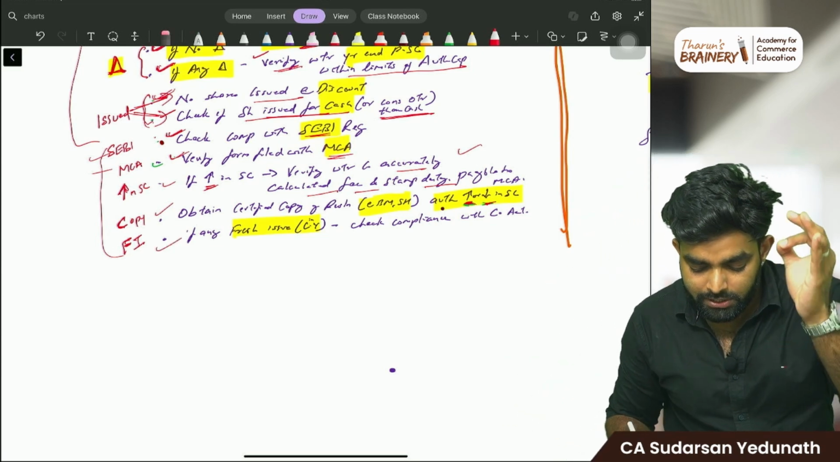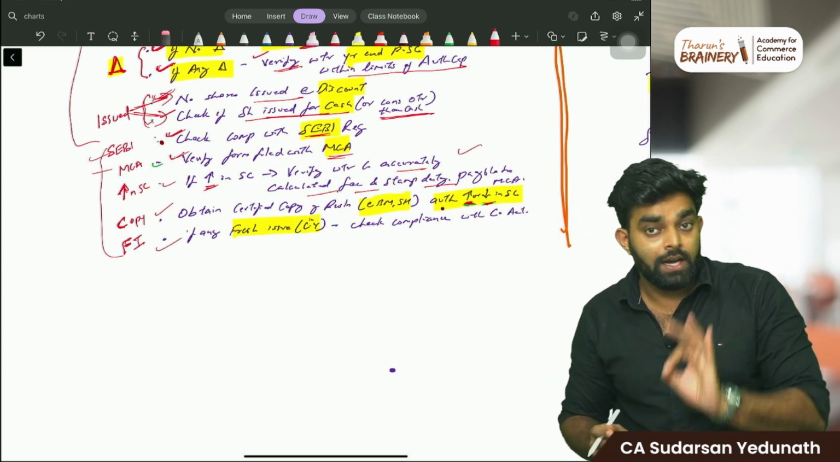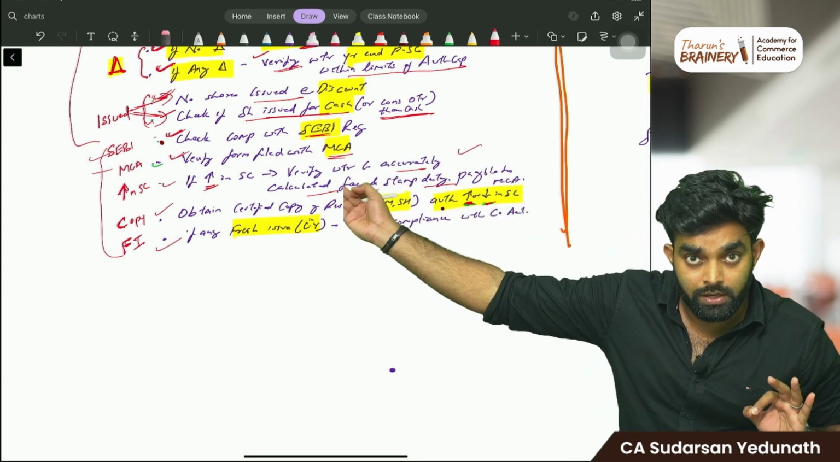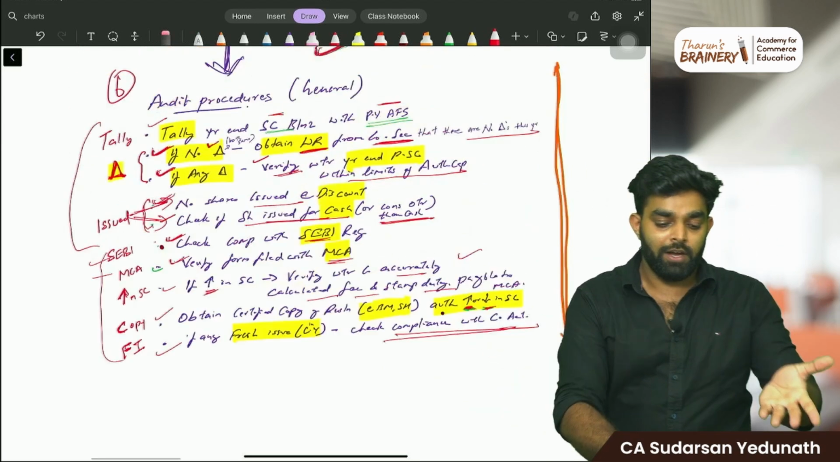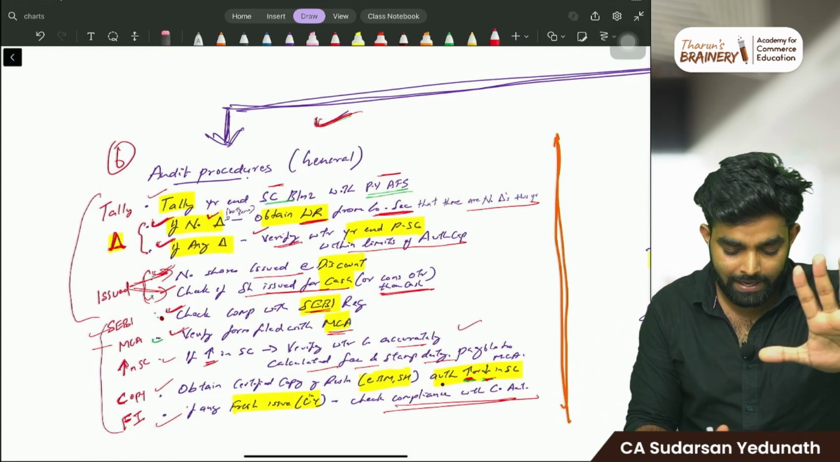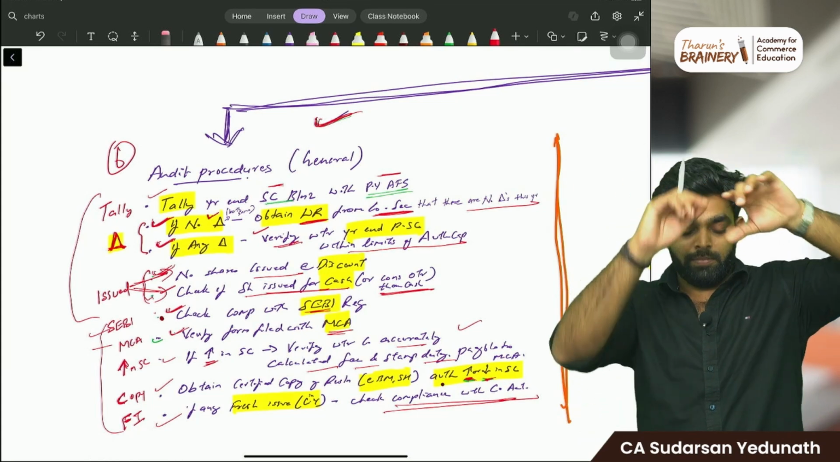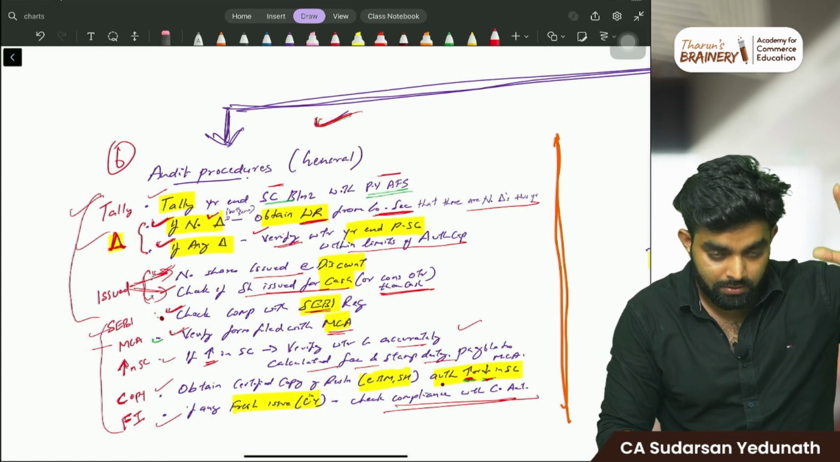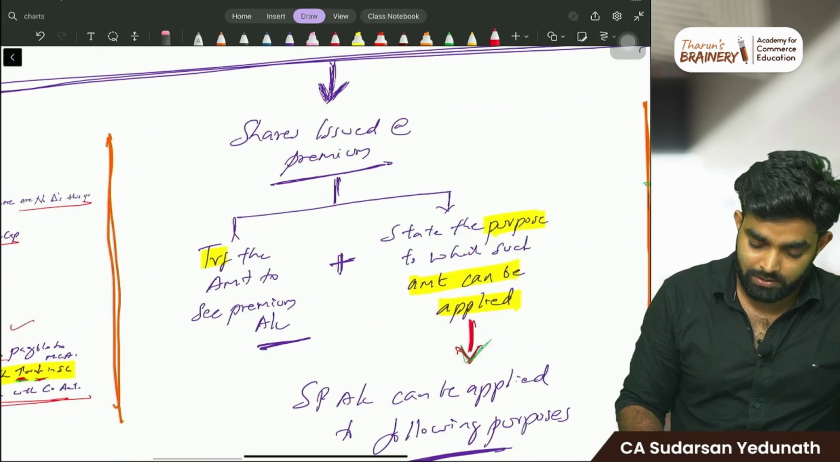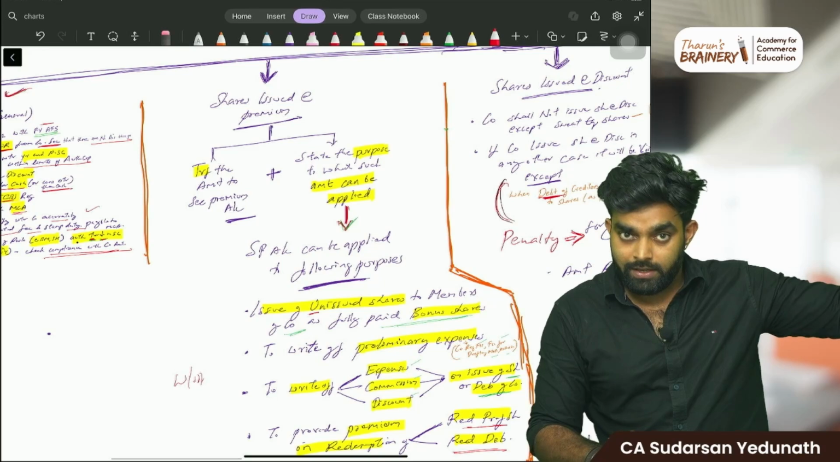Then if any fresh issue is there in the current year, if any new shares are issued, check the compliance with the Companies Act. Simple. 5 points. Just keep 5 points. Tally first, in your brain. Then change. 2 cases, issued. Done. That's it. Now pause and get it in your brain.